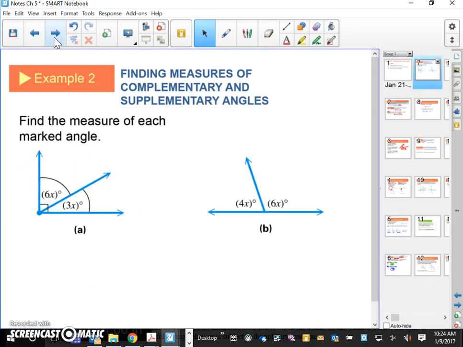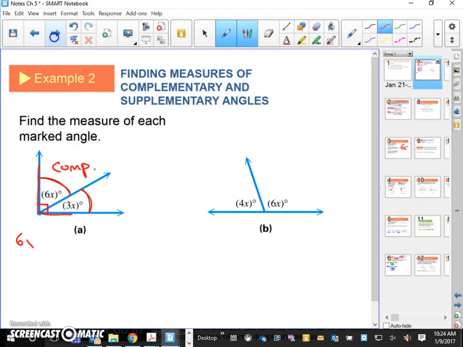We're doing the same thing because we're still talking about complementary and supplementary angles. So find the measures of each marked angle. We can tell right here is 90. And so there's a little bit more work to do here. We can see that these two angles make 90. They are complementary. So 6x plus 3x equals 90. There's a little bit of algebra to do here. I suppose you could skip this first step and go straight to the next step: 9x equals 90. But there is some work to show here.